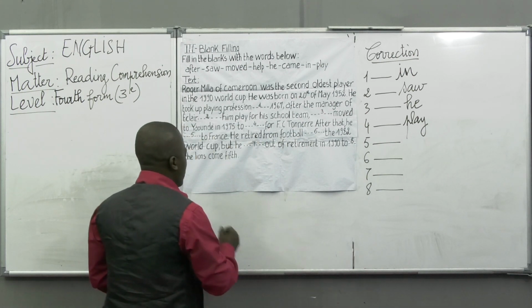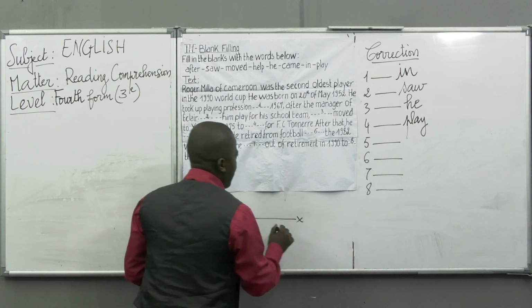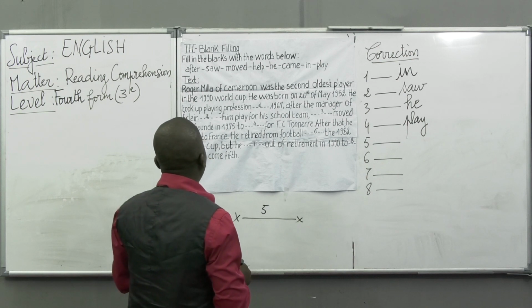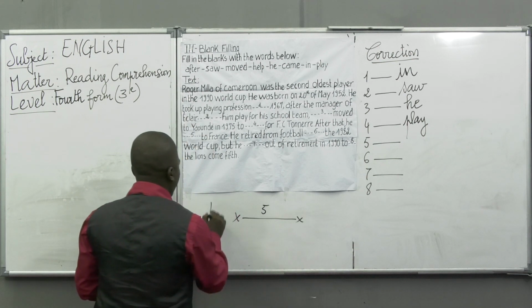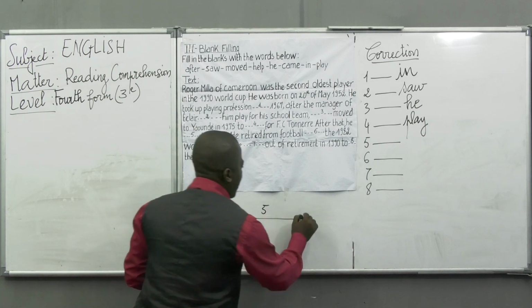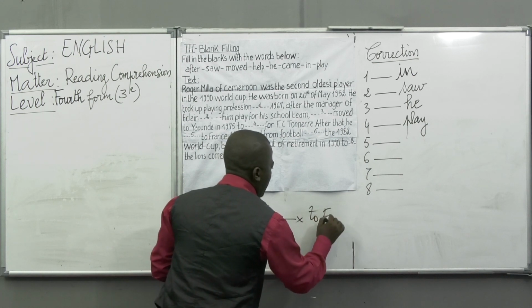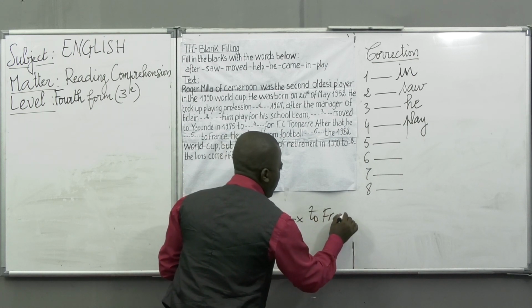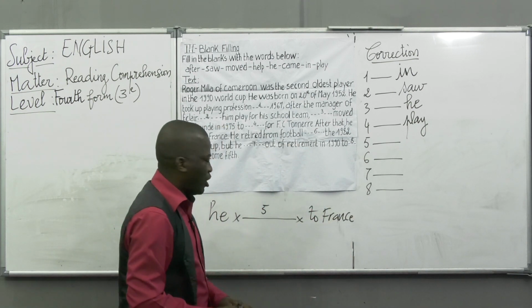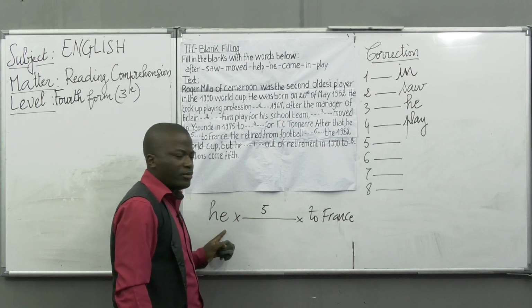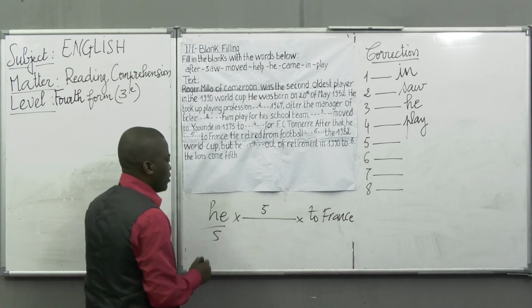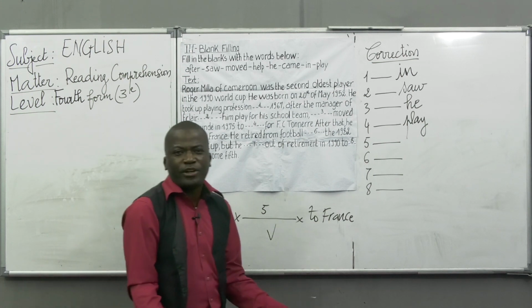Good, class. Now let's continue. Gap 5. Here is the gap. Now, what is the word coming before? We have he here. And what is the word coming after the gap? To France. Okay. If the first one doesn't guide you, the last one will guide you. Good. Now, he is a subject. What is missing here, class? A verb. That's very easy.